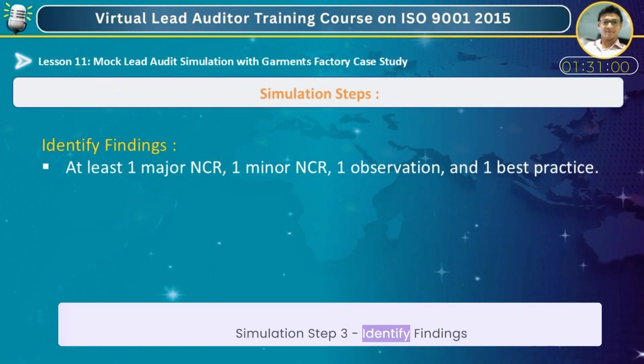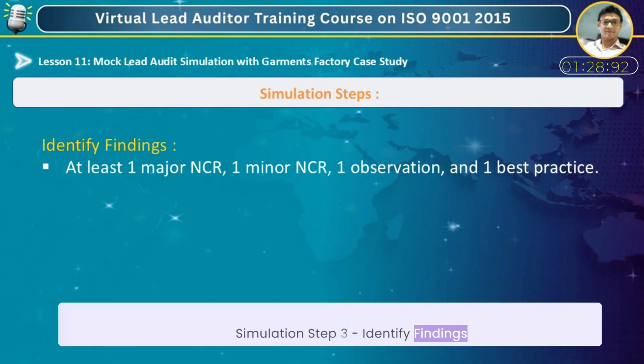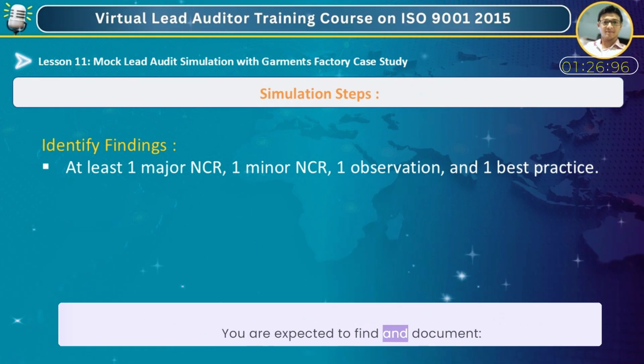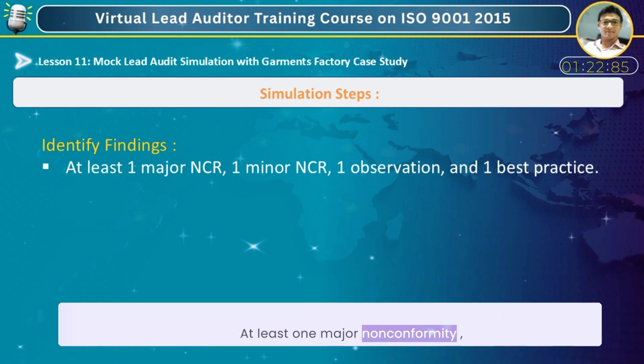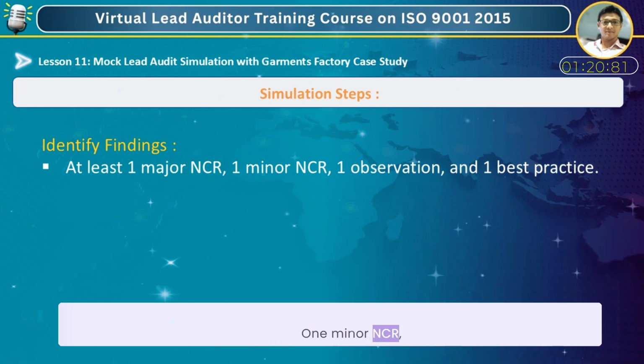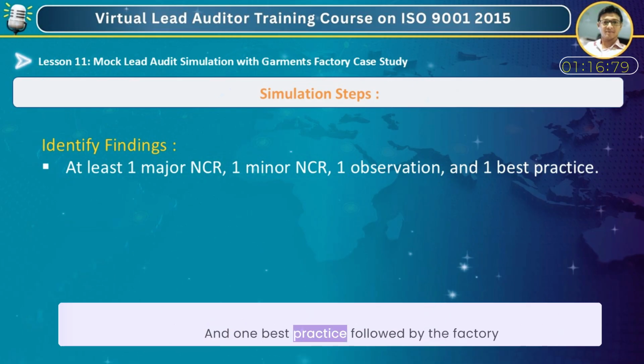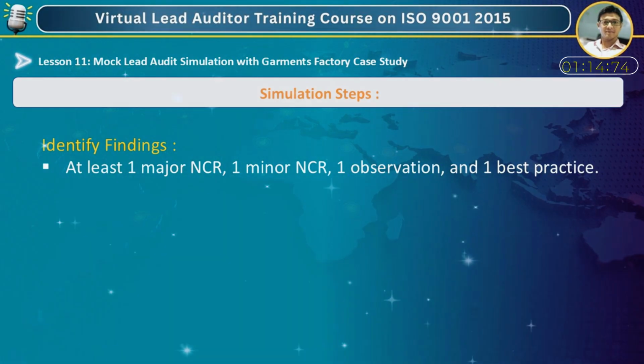Simulation Step 3. Identify findings. You are expected to find and document at least one major non-conformity, one minor NCR, one observation, and one best practice followed by the factory.